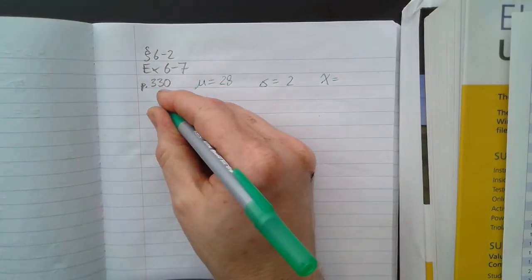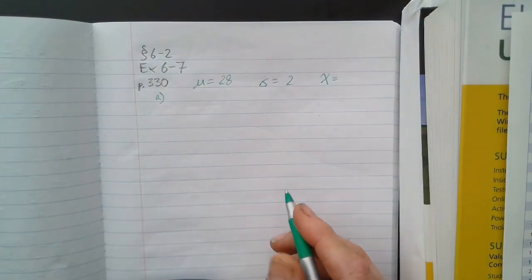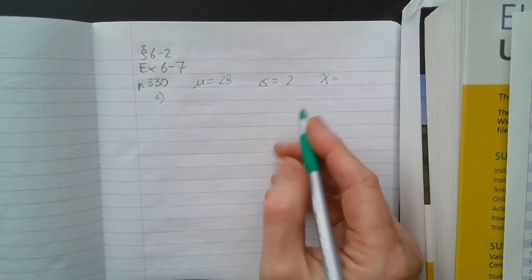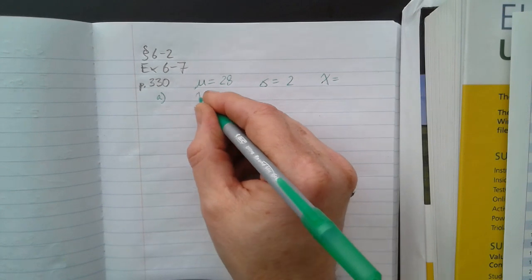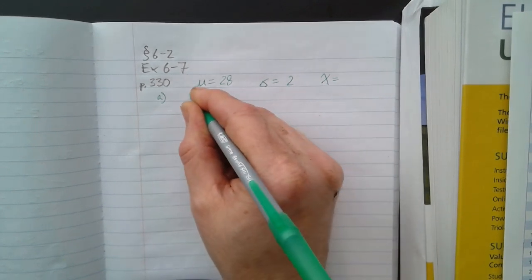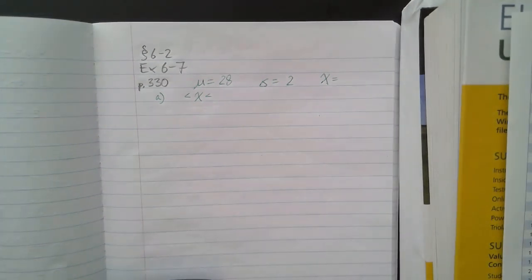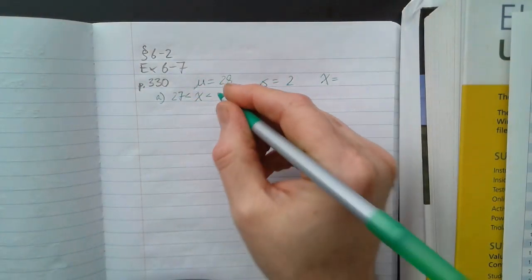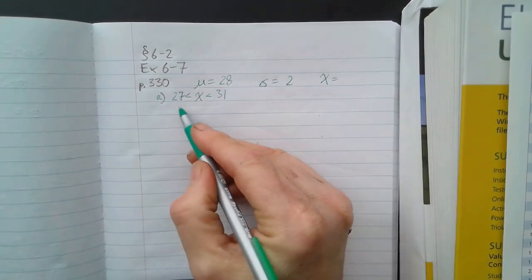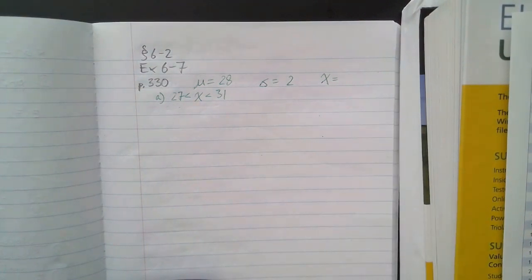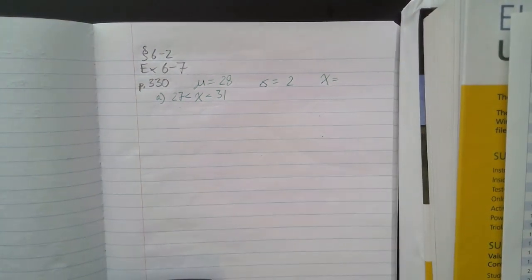For part A, there are actually two x values. So mu is 28, sigma is 2, and for x we're looking between, let me find the problem again, 27 and 31 pounds. We're going to use these endpoints, 27 and 31, as two different x values. So let's go ahead and solve this problem.